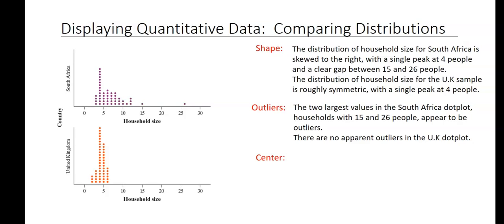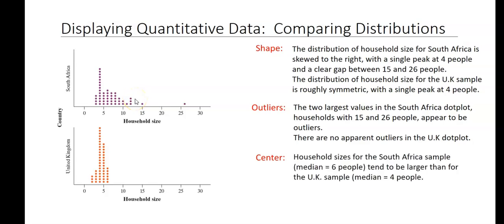The center, the median, so you'd want to count the number of dots, find the one that's in the middle, and count until you find that one. And so it's about 6 people for South Africa and about 4. So the median, notice they use the word, tends to be larger for South Africa for the household size than it is for the UK.